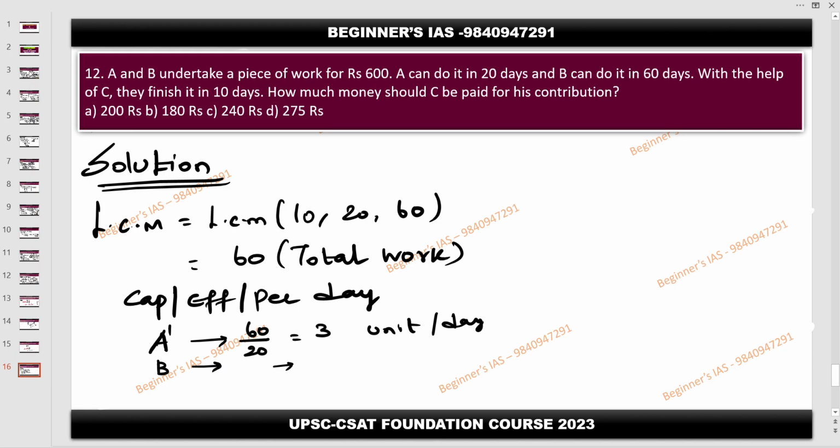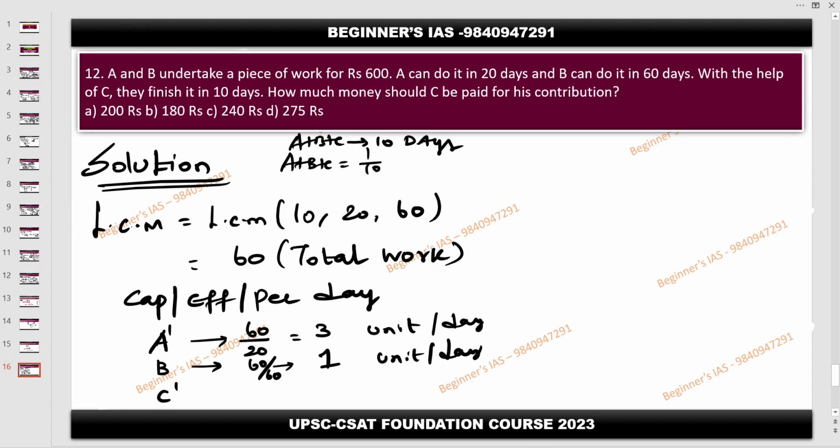Yes, sir. A plus B plus C's one day work is nothing but 1 by 10. If they are working together, A plus B plus C, then they take 10 days. So please be clear here. B is 60 days, therefore 1 unit per day. Understood? 60 by 60 here. Now C, I don't know. C's capacity I don't know.